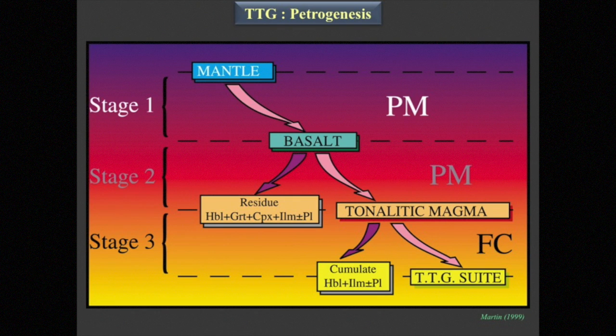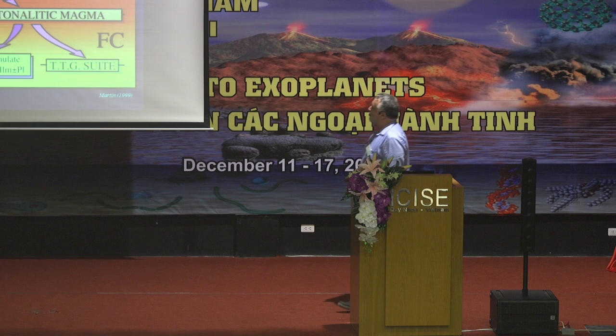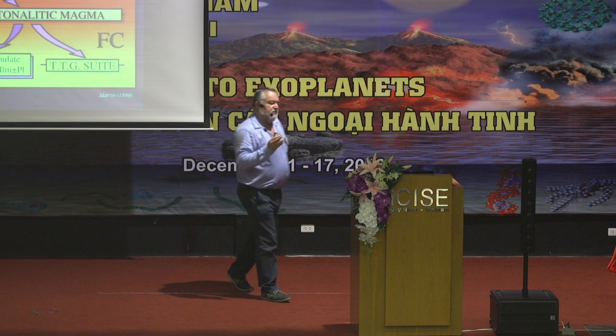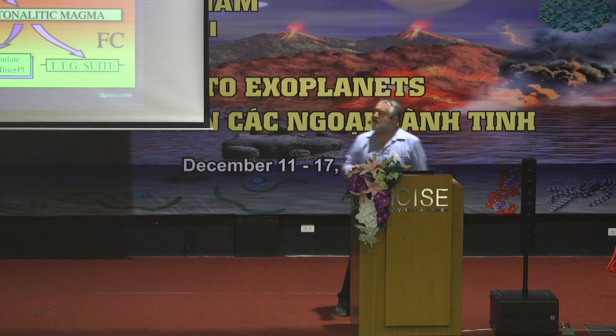And geochemical calculations lead to this classical model. Of course, these rocks are generated by melting of a basalt. So there is a first stage of genesis by melting of the mantle to give rise to a basalt. This basalt subsequently melts with a hornblende and garnet-bearing residue. It gives tonalitic magma, and finally, some fractional crystallization gives rise to the whole TTG suite. The important point is that in order to generate these rocks, we need to melt a basalt.